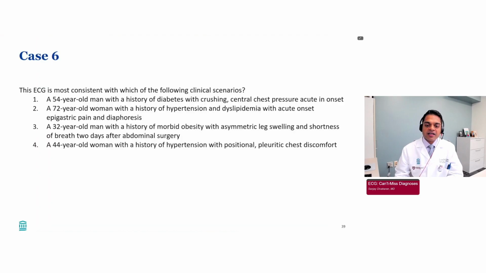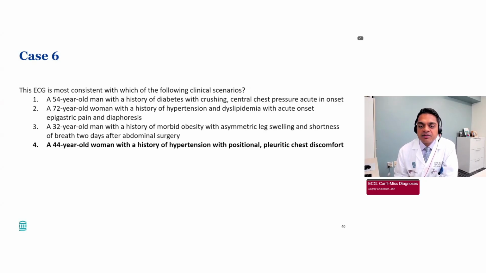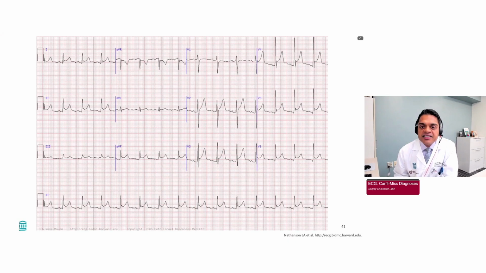Okay, wonderful. Everyone got this one. The correct answer choice here is four. A 44-year-old woman with hypertension and positional pleuritic chest discomfort. So this ECG is classic for acute pericarditis, right? So you have diffuse ST elevations that don't really obey a coronary territory. You see them laterally, you see them inferiorly, you see them anteriorly. And then there are some other subtle changes here that are notable. One is that the other thing we look for is PR segment depression, PR segment displacement. And what we can often see is ST elevations with PR depressions.